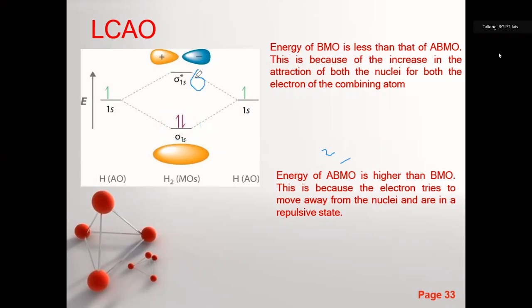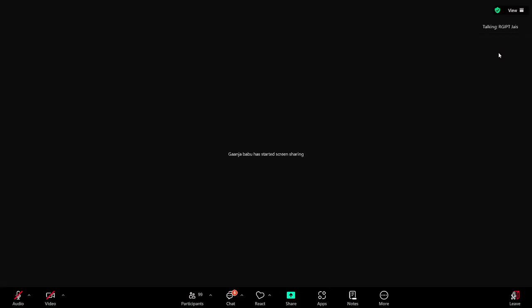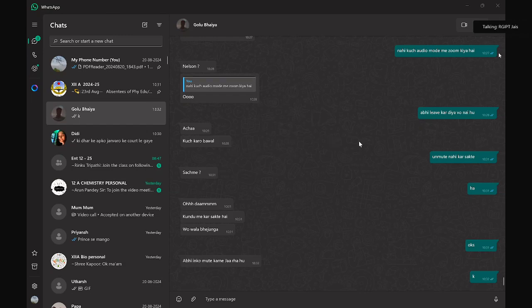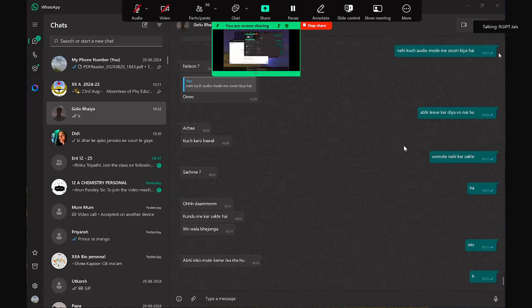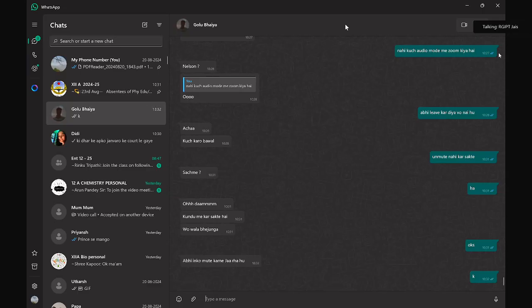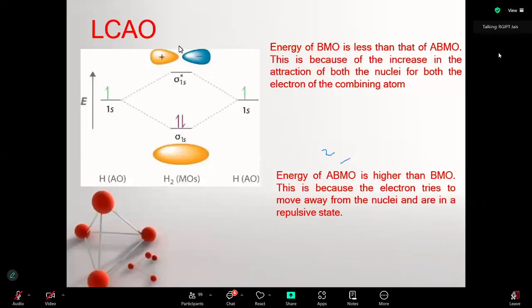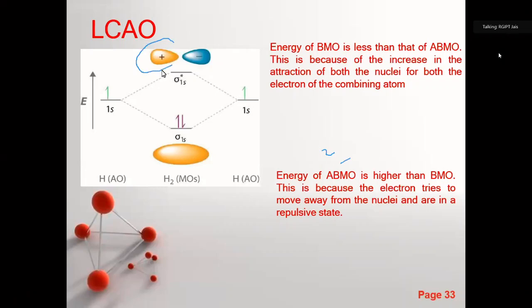In bonding, the electrons are attracted to both atoms. But in anti-bonding, the electron tries to move away from the nucleus. That's why there is repulsion and the energy gap is increased. That's why the anti-bonding molecular orbital has higher energy as compared to the bonding one. This is the main reason.